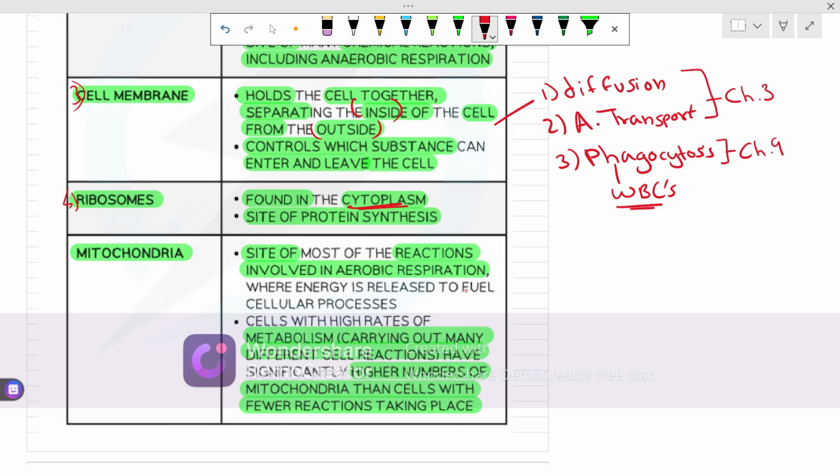And last but not least is mitochondria. Mitochondria is the site of chemical reactions involved in anaerobic respiration, and mitochondria plays a huge role in the metabolism of the cell because it's carrying out many different reactions. Cells that have a high number of reactions have more mitochondria than cells with fewer reactions taking place.